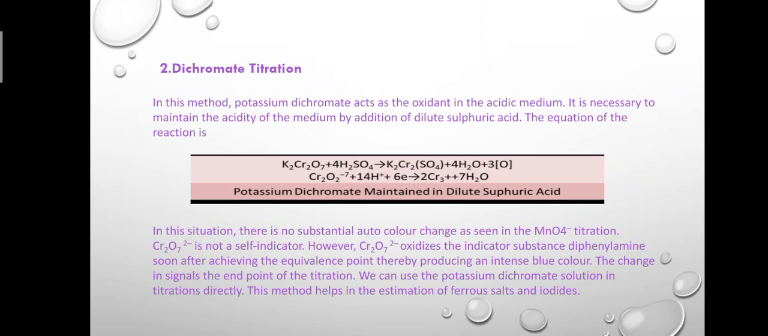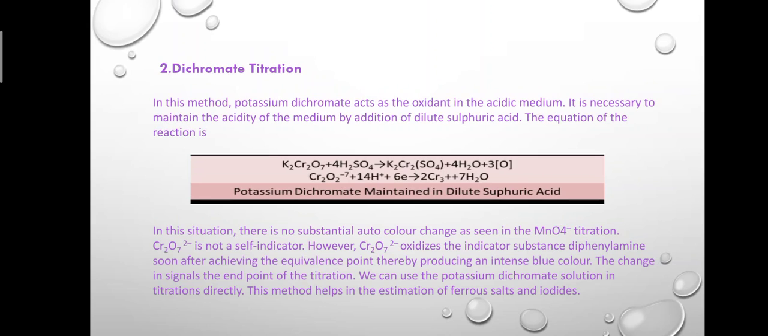Now, dichromate titration. In this method, potassium dichromate acts as the oxidant in the acidic medium. It is necessary to maintain the acidity of the medium by addition of dilute sulfuric acid. The equation of this reaction is as follows. In this situation, there is no substantial auto color change as seen in the MnO4- titration. Cr2O7 2- is not a self-indicator.